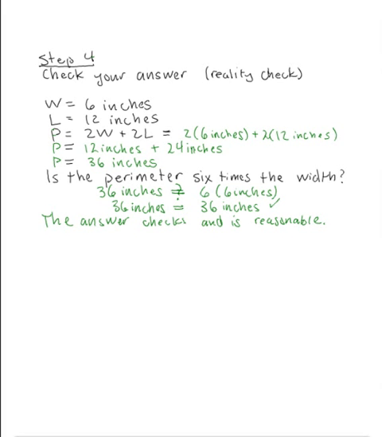Now, performing step 4, checking your answer, is a very important step. It lets you know that you've got the correct answer. However, there's one caution. At this point, we have 36 inches equals 36 inches. You might be tempted to say that the answer is 36 inches, but that's not the case. Remember what the question was asking. What is the width of the rectangle? The width of the rectangle, W, is 6 inches. Use that information to answer the question, either by selecting the correct multiple choice answer or putting a circle around your answer if it was a free response question.